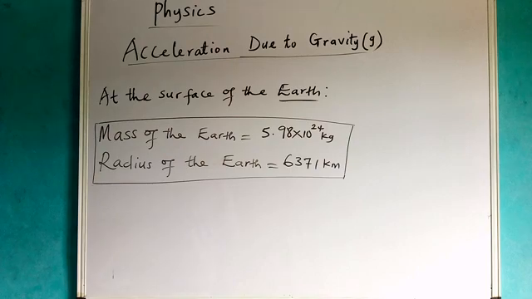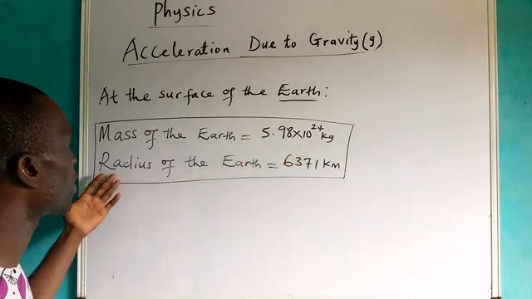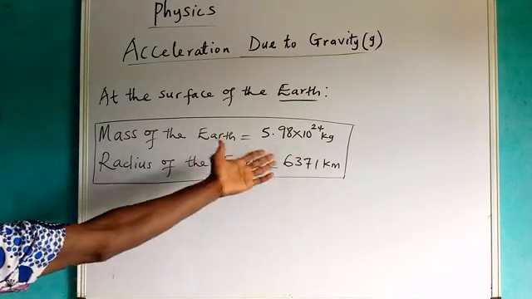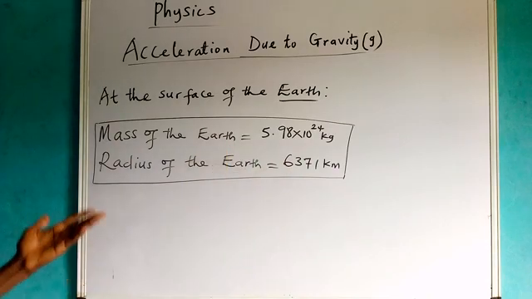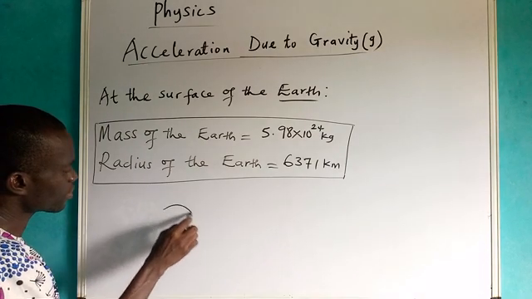Now, for what we have here, you can see the mass of the Earth and the radius of the Earth. Can you see it? Now we have all the information on the board, meaning we can determine acceleration due to gravity at the surface of the Earth. Now, suppose this is the Earth.